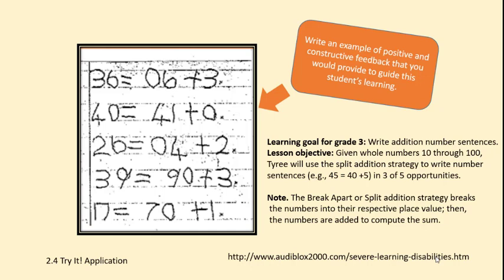Note that the lesson in this learning goal involves the split addition strategy. This is also called the break apart strategy. With this strategy, students break the numbers into their respective place value, and then they add the numbers to compute the sum. So write an example of positive and constructive feedback that you would provide to guide this student's learning.